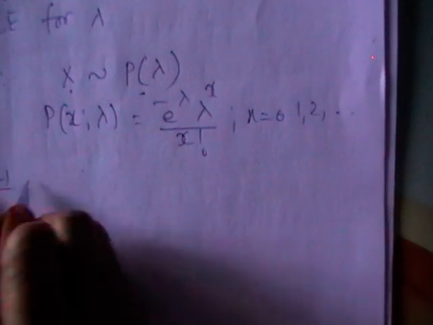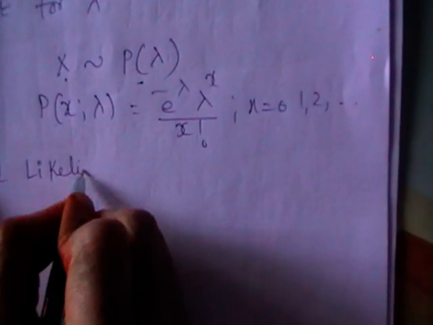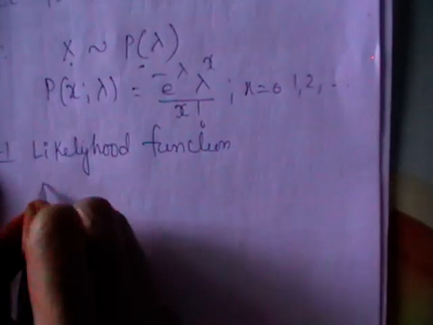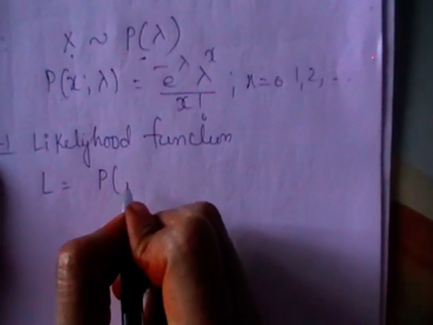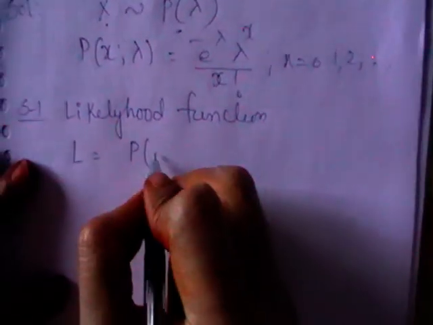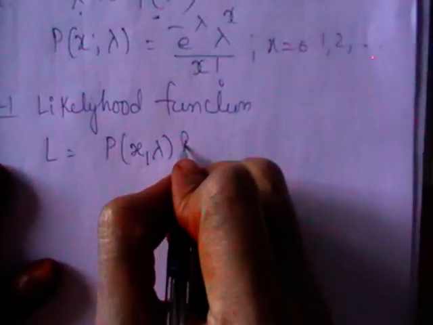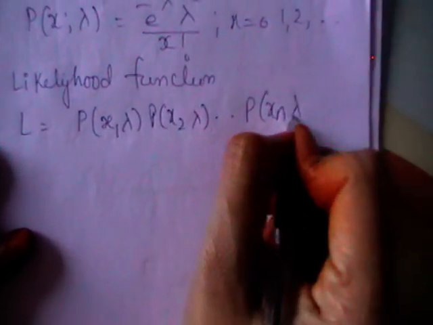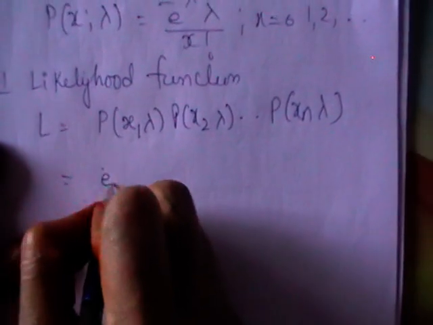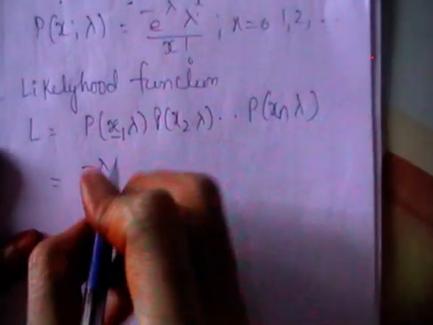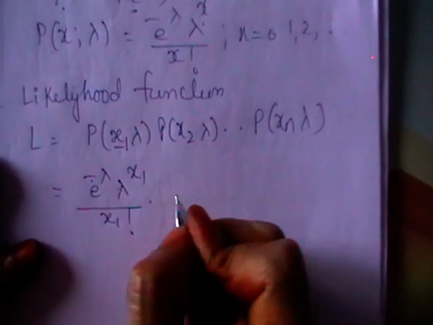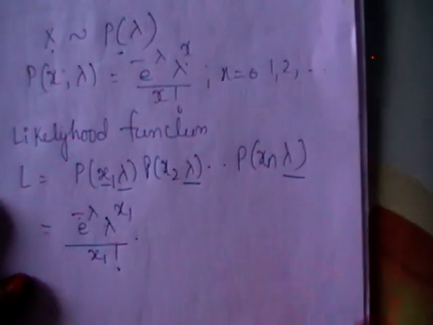What is step 1? I said writing the likelihood function. How do you write the likelihood function? L is equal to f if it is a PDF, or P(x) if it is a PMF: P(x1, lambda), P(x2, lambda), and so on, P(xn, lambda), the product of n PDFs or PMFs. So in e power minus lambda, you should replace x with x1. Lambda power x1 by x1 factorial. Lambda won't change, only x is going to change. Observe here, we are not changing the parameter, we are changing only the variable.